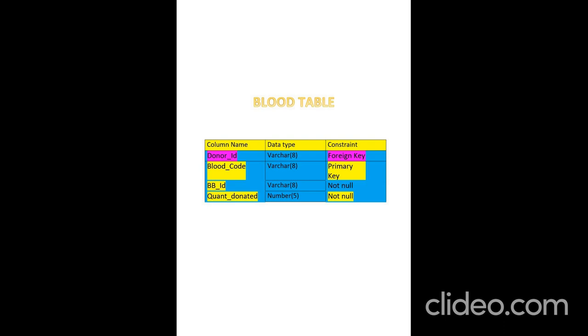This blood table is to store the blood code. Blood code is a primary key here, because we need to know what blood sample is collected, which blood bank ID is managing this transaction, and the quantity donated by the donor. So that is the blood table. It stores the details of the blood which is collected, the blood bank ID which is managing this, and the blood code which is used to uniquely identify it. I hope that explains the blood table well.